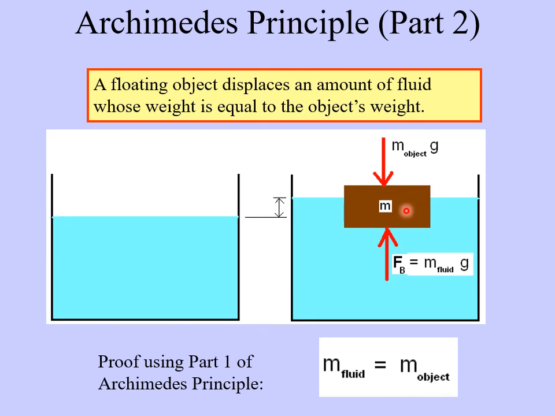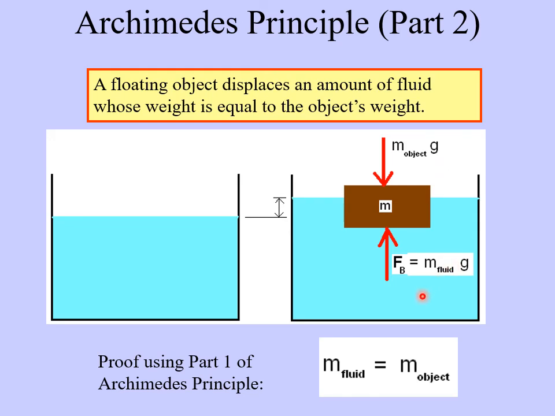So if we look at the free body diagram here, this object now is motionless. It's in equilibrium. So the downward force is the mass of the object times g. That's its weight. The upward force, remember the buoyant force, is equal to the mass of the fluid times g. And these two forces are equal to each other, all right, because of equilibrium.